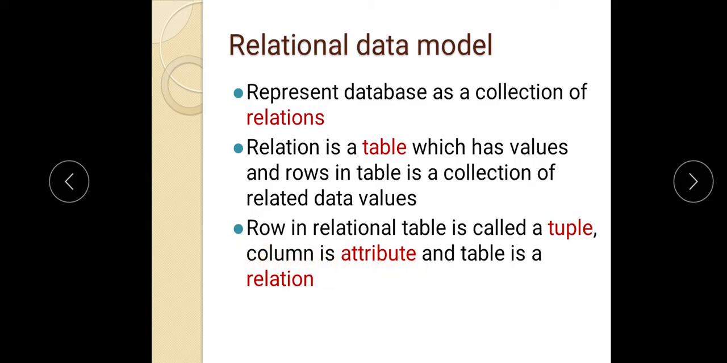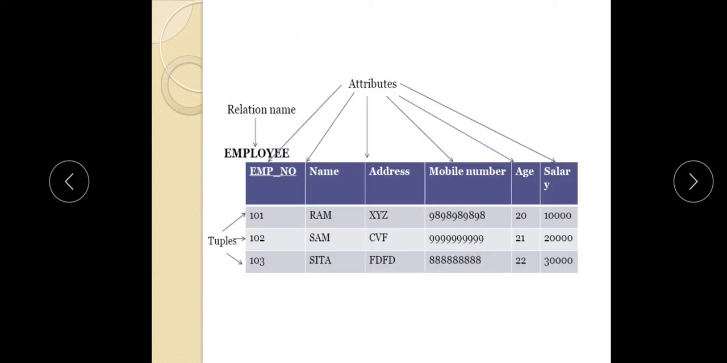A column is called an attribute. So in a table, this row is called a tuple and this column is called an attribute. Clear? So this is a relation called employee, or this is a table, and these columns, employee number, name, address, mobile number, age, salary, are called attributes. Each row is called a tuple. Each row will represent a particular record. Okay, clear?